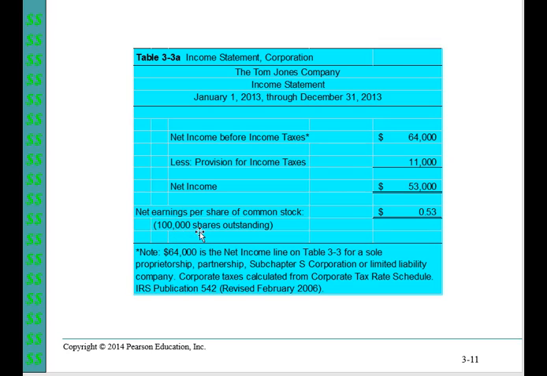And if this company had 100,000 shares outstanding, then the earnings per share for this company is 53 cents per share. Now we'll talk about these as we go through the statements in more detail. But essentially, when you buy a company, one of the things you're entitled to is the profits of the company. So this 53 cents belongs to you, the shareholder.